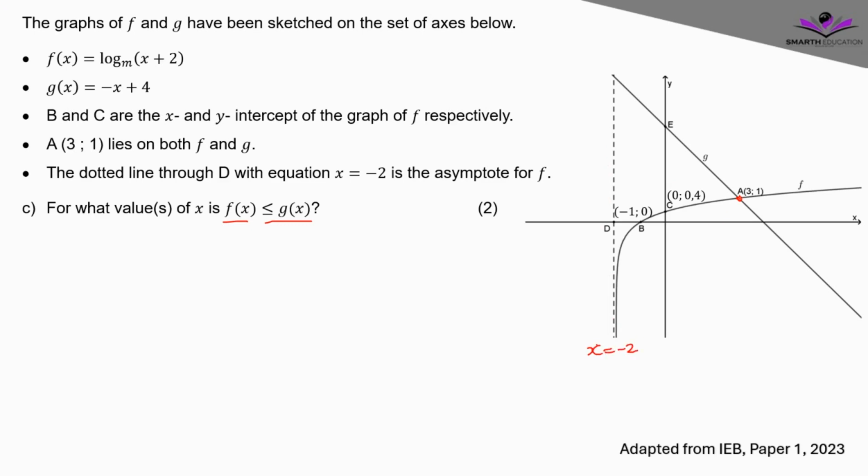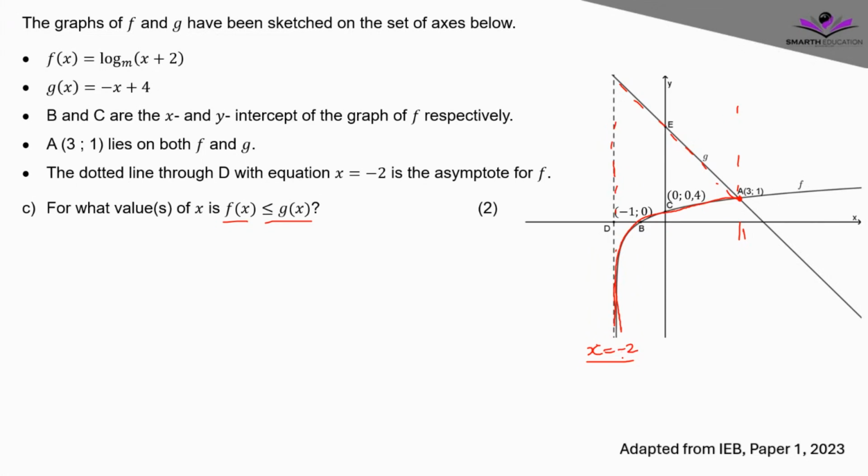Now between these two points, -2 and 3, this is where f of x is below g of x. This is g of x. Between these two x values, x equals -2 and 3, this is where f of x is below g of x. But we have to be careful here.